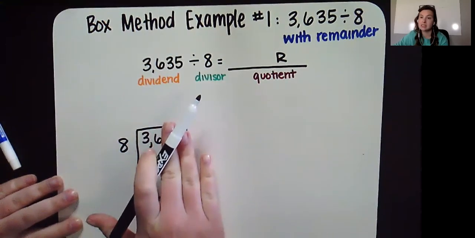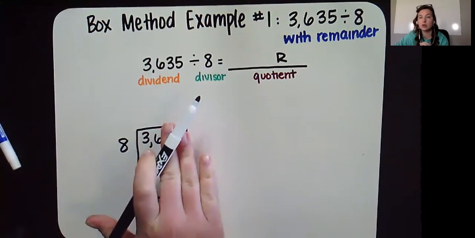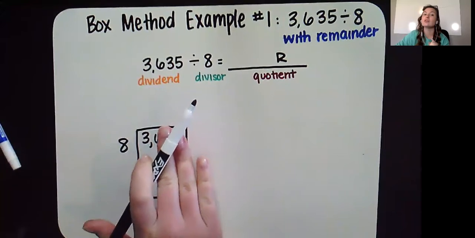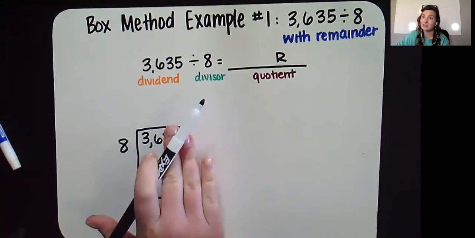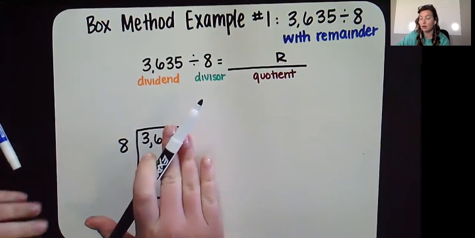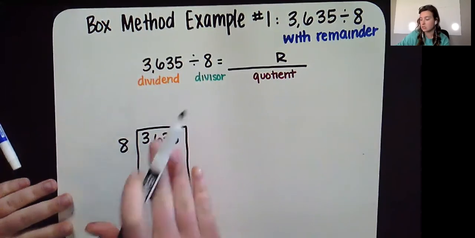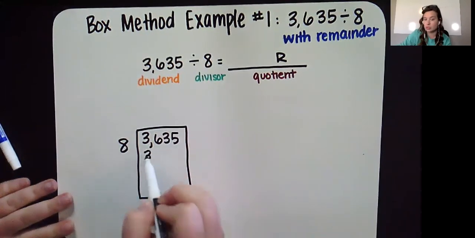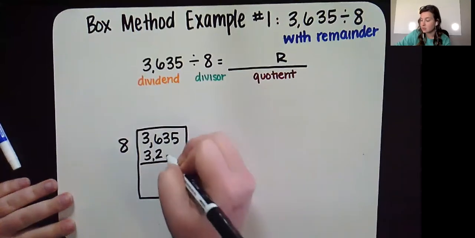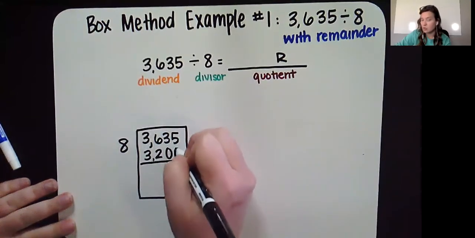What about 36? What's the closest multiple of 8 to 36 without going over? How close can we get to 36 without going over by multiplying a number by 8? Well, 8 times 4 is 32. So what I'm going to do is set that up to subtract. And I'm going to put 2 zeros in there.